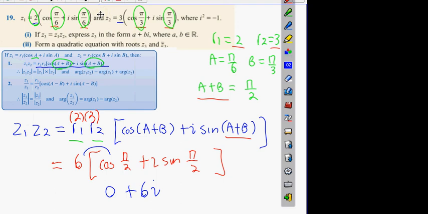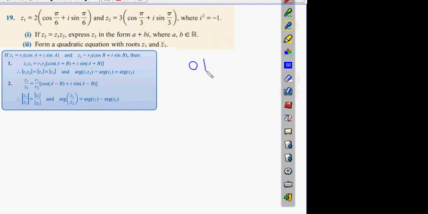Next thing I do then is I just read it. It wants me to form a quadratic equation with roots z3 and z bar 3. Now this all goes back to... You just found z3 then? I found z3 because z3 is z1 multiplied by z2. Okay, and therefore the conjugate of z3, which is 6i, is minus 6i.